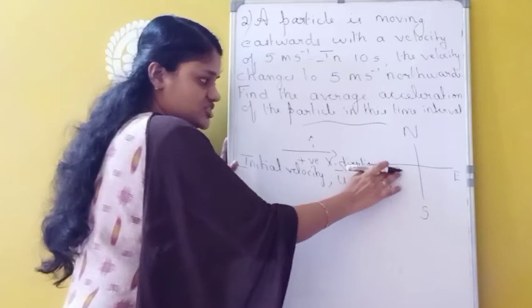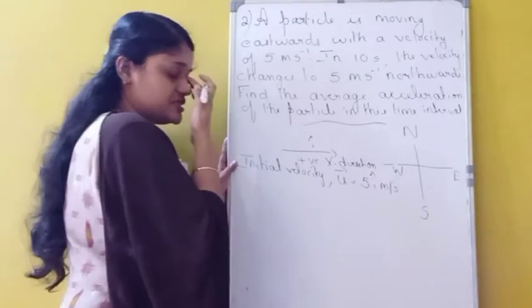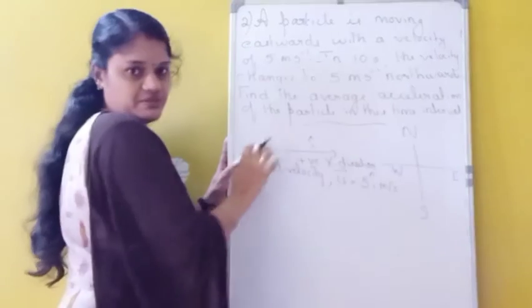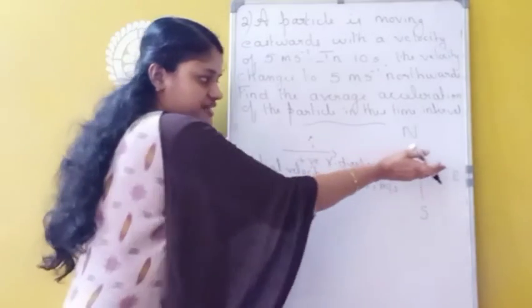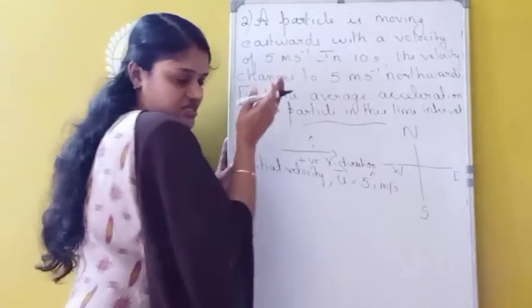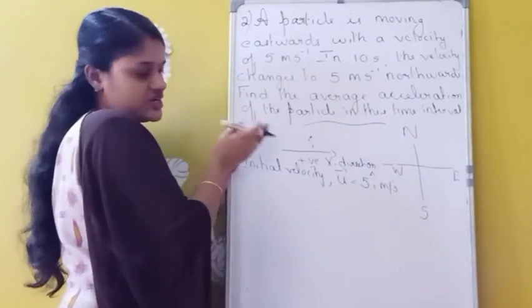So the initial velocity of this object is 5 i meter per second. Why did I put i cap here? Because this body is moving in the positive x direction, that means in the eastward direction. So what is the unit vector here? i cap.